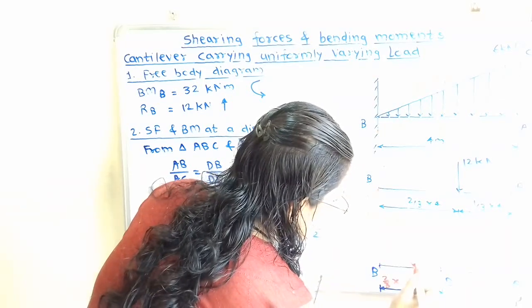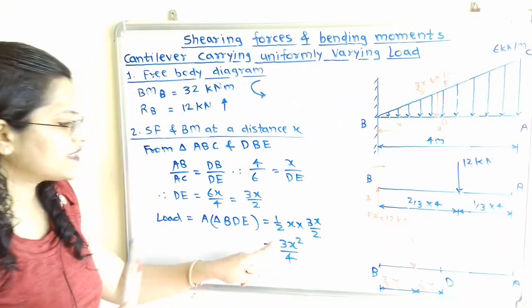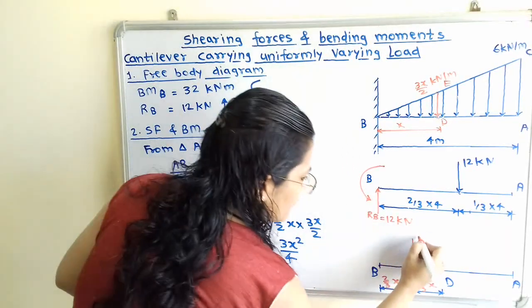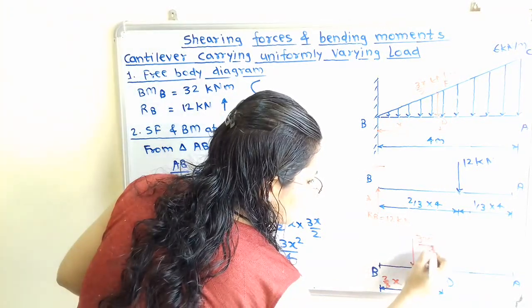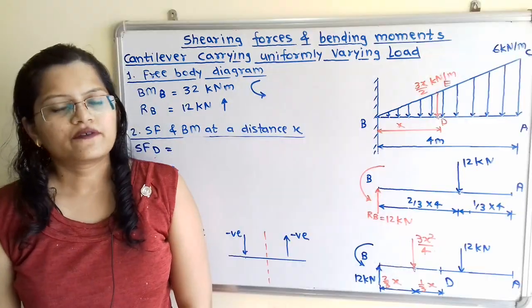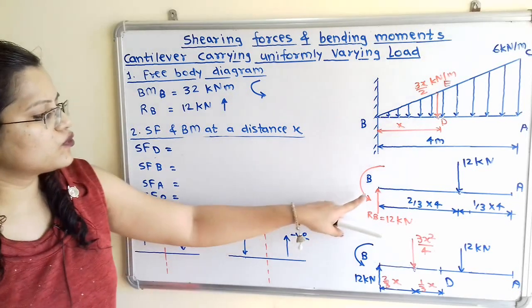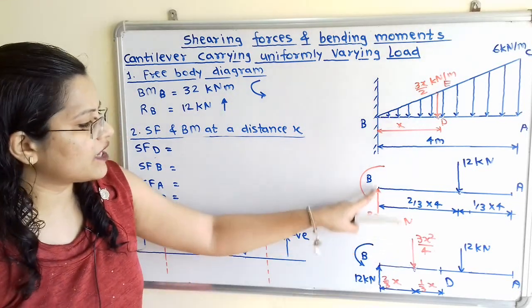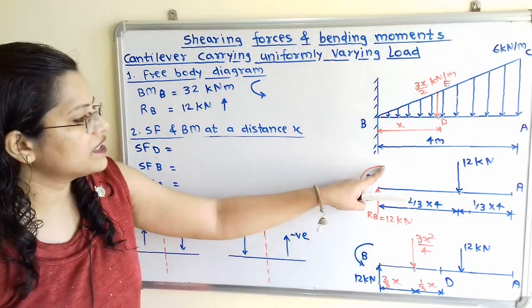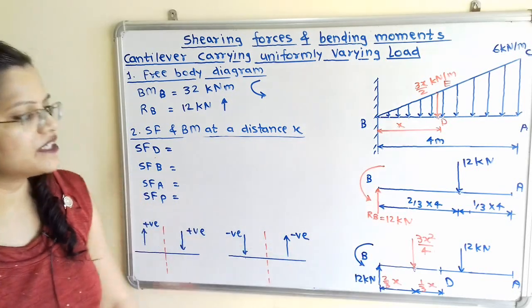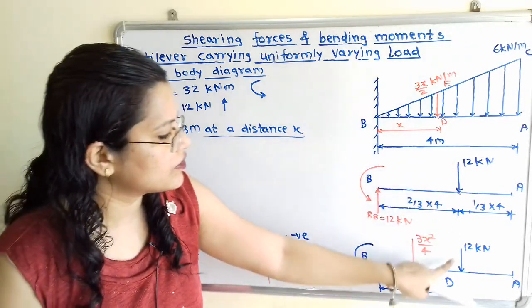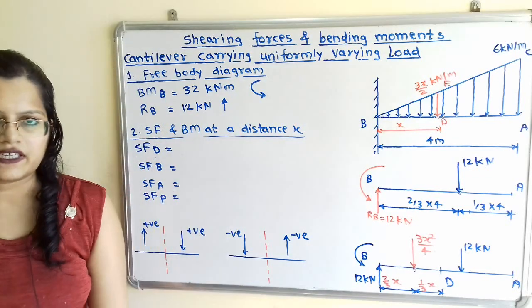And what is the magnitude of this load? So it is 3x square by 4. So we will plot it. From the free body diagram, we have to plot this reaction force in upward direction, 12 kilonewton, then this bending moment at this point B, as well as this load 12 kilonewton in downward direction.